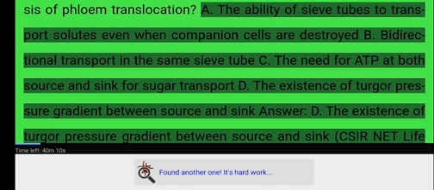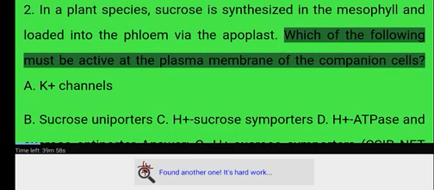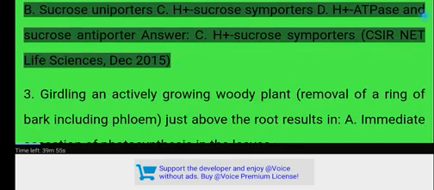CSIR-NET Life Sciences, June 2017. Question 2. In a plant species, sucrose is synthesized in the mesophyll and loaded into the phloem via the apoplast. Which of the following must be active at the plasma membrane of the companion cells? A. K+ channels. B. Sucrose uniporters. C. H+ sucrose importers. D. H+ ATPase and sucrose antiporter. Answer: C. H+ sucrose importers.